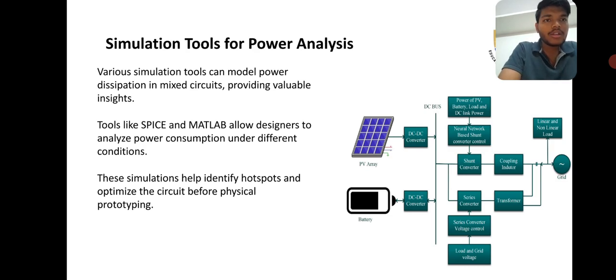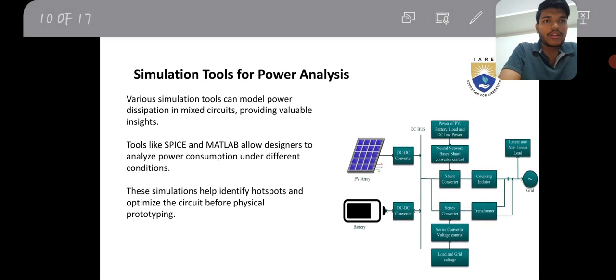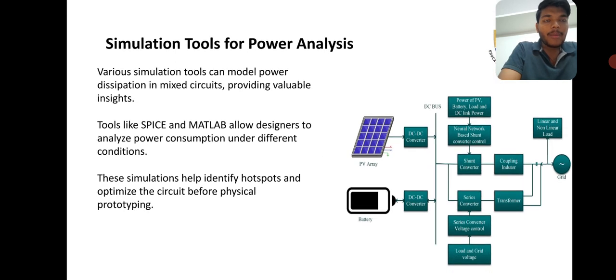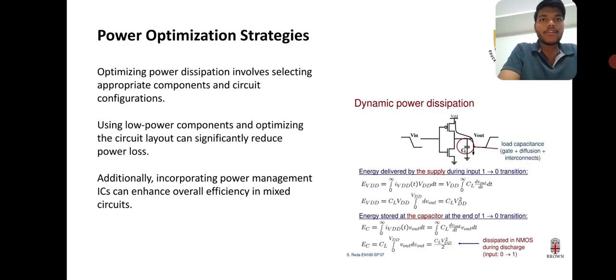These are the batteries, PV array, battery, and converter, DC-DC converter. This is the series DC bus and grid. This is the last topic, grid. Next one is power optimization strategies.